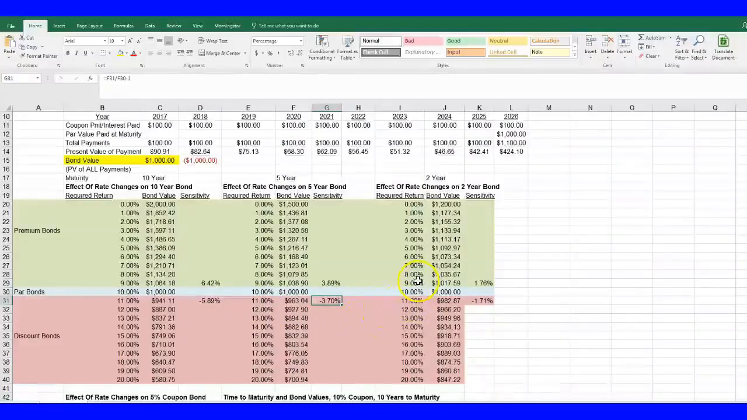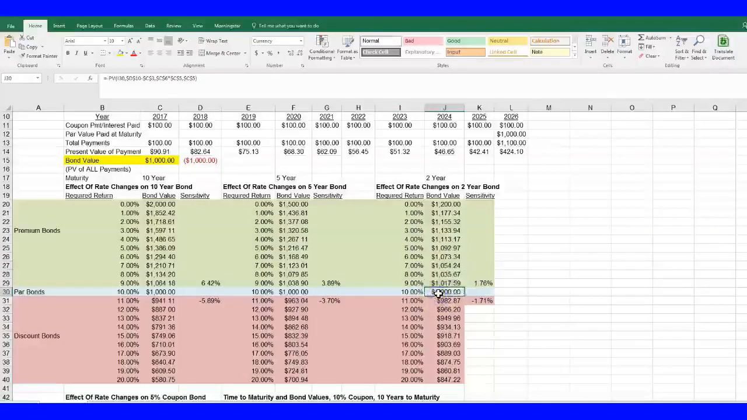And let's take a look at one more bond. This bond has a 2-year maturity, and just like the 5-year bond and the 10-year bond, if the required yield to maturity is exactly equal to the coupon interest rate of the bond, 10%, the value of that bond is $1,000, the same as its par value, so we say this is a par value bond. And as before, if required rates of return fall below the coupon interest rate, we see the value of the bond increase.